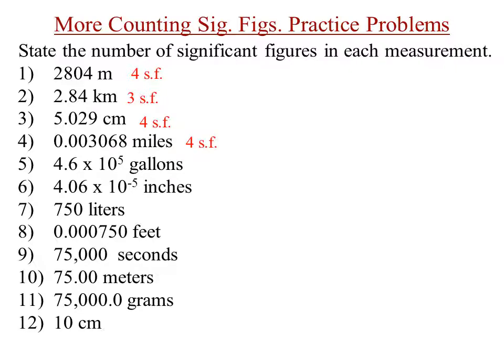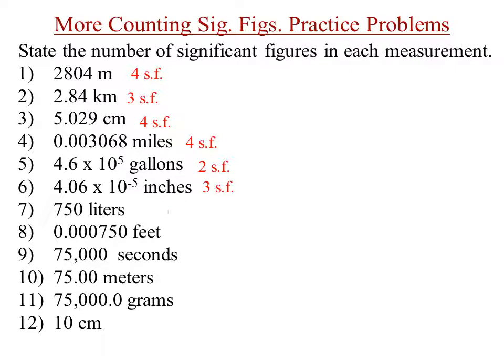Now, number 5, it's written in scientific notation. Nobody cares about the 10 to the 5th power. When you're looking at sig figs, it's just the 4.6. They both count towards the precision. That means there's 2 sig figs. Number 6, you put a box around the 406 and you're done. For number 7, we have the first time where there's a choice. You'd put a box around the 75. Now, do you put a box around the 0 in 750? The answer is no, because you didn't see a dot.